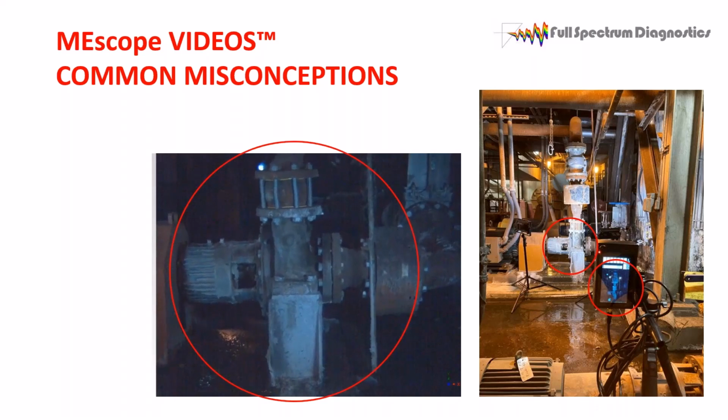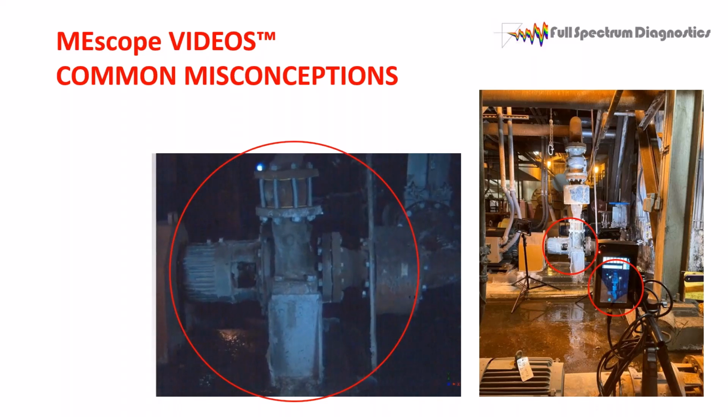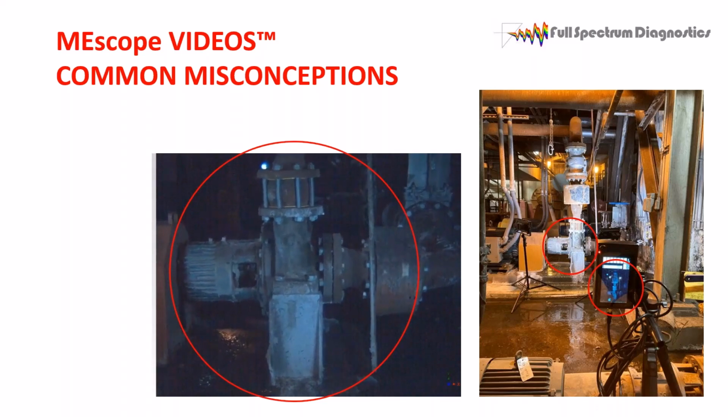We'll also be talking specifically about some of the misconceptions around aliasing, sampling rates, and lighting when you're using a cell phone. So we'll go into a few different things there.